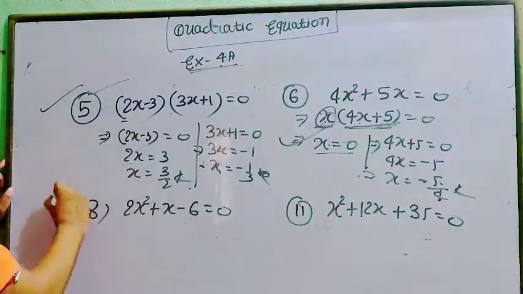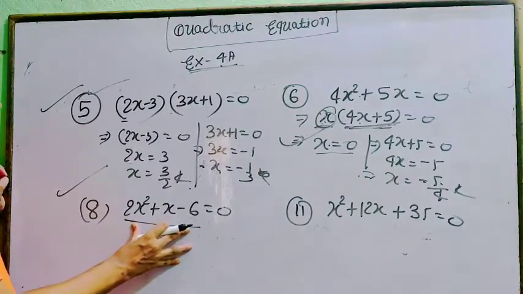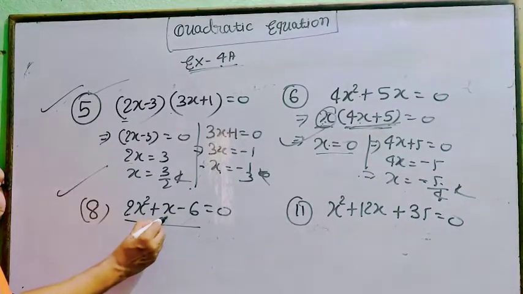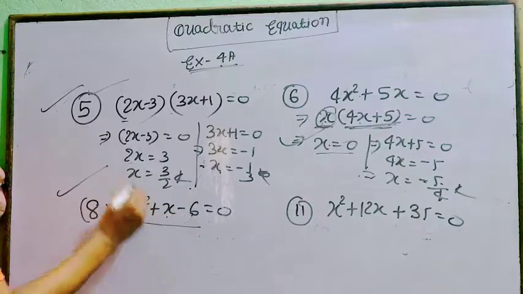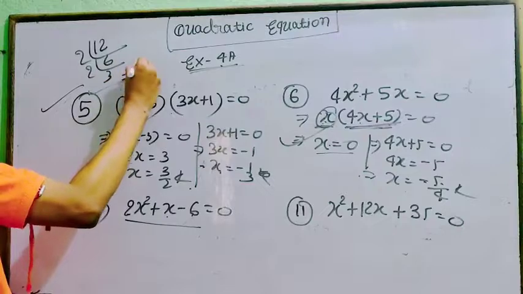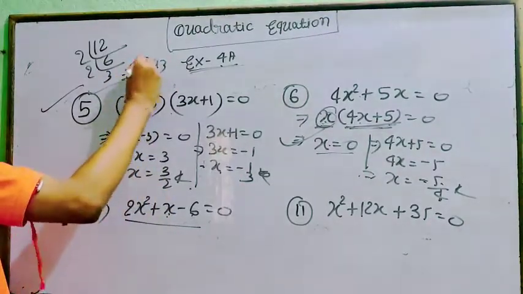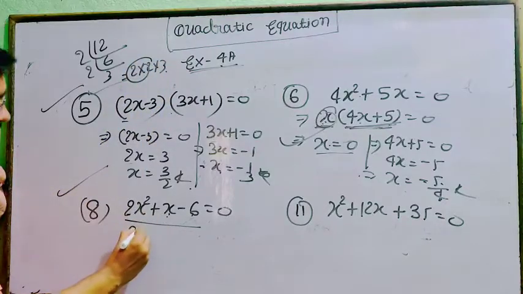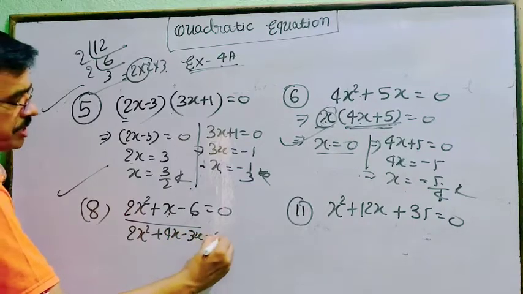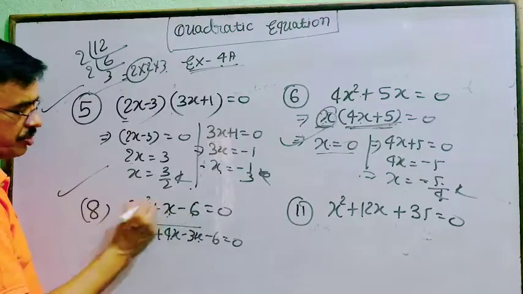Now the next question in your exercise is given. You have already read this type of question in middle term splitting in class 9. That is 6 into 12, and you have to find 1. 6 into 12, that means 12 divided like 6, here is 2, 3. That is 2 into 2 into 3. And you have to find 1. Then 1 is only 4 minus 3, then you get 1. So you write here 2x square plus 4x minus 3x minus 6 is equal to 0. 4x minus 3x is x, and 4x into 3x is 12x square.